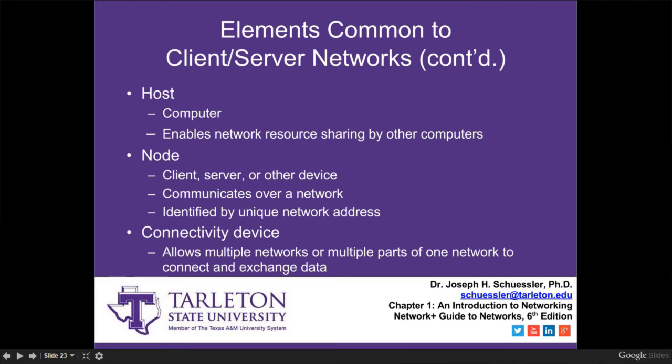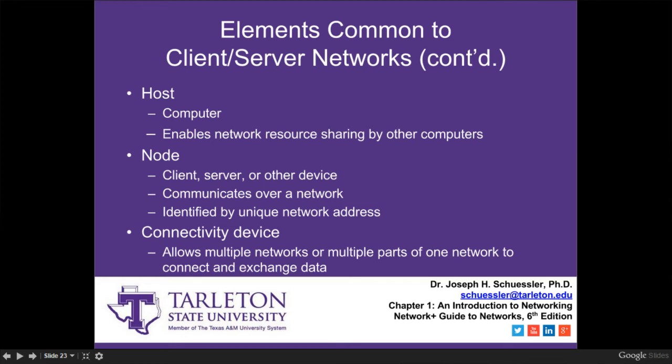A few other terms that you might hear when we talk about client-server environments, you might hear the terms host or node. In a lot of cases, these are the same things. A host is a computer that enables network resource sharing by other computers. And it really doesn't matter whether it's a client or a server. They're all hosts on that particular network. A node can be a client, a server, it can be another device as well. It's virtually any device that's on the network that communicates and has a unique network address.